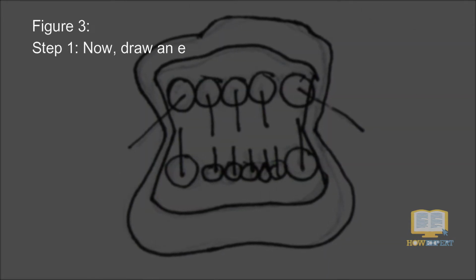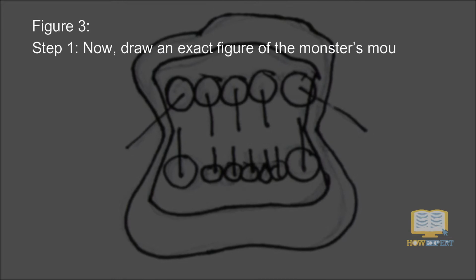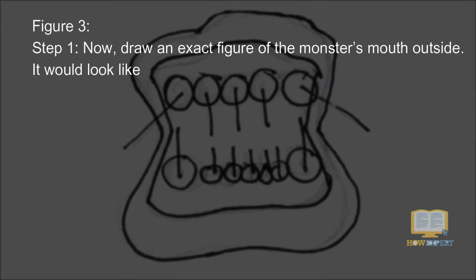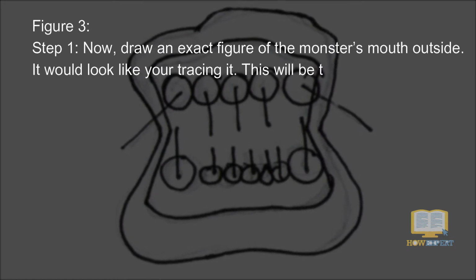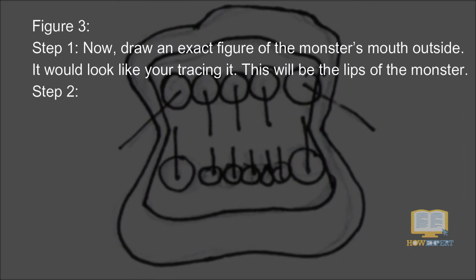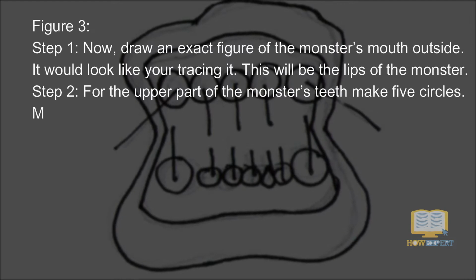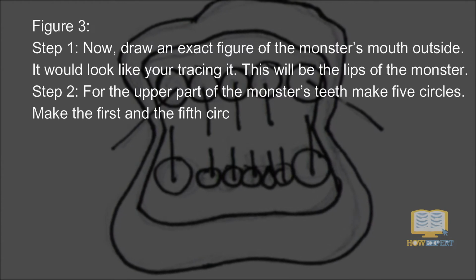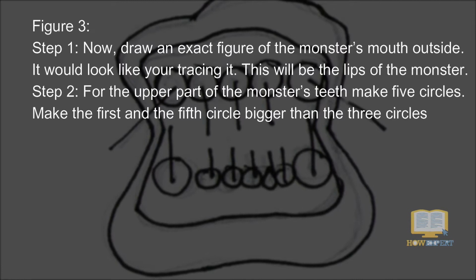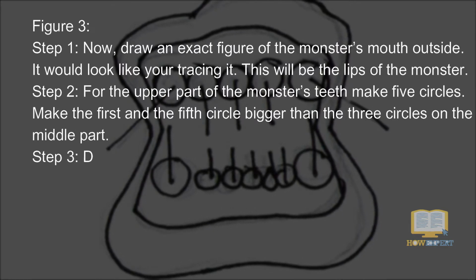Figure 3. Step 1. Now, draw an exact figure of the monster's mouth outside. It would look like you're tracing it. This will be the lips of the monster. Step 2. For the upper part of the monster's teeth, make 5 circles. Make the first and the 5th circle bigger than the 3 circles on the middle part.